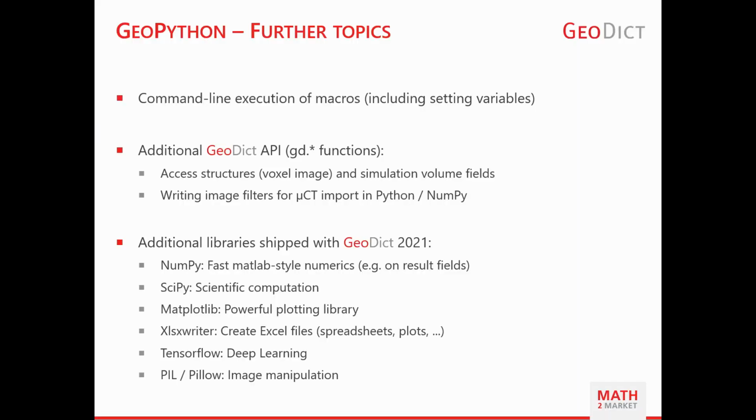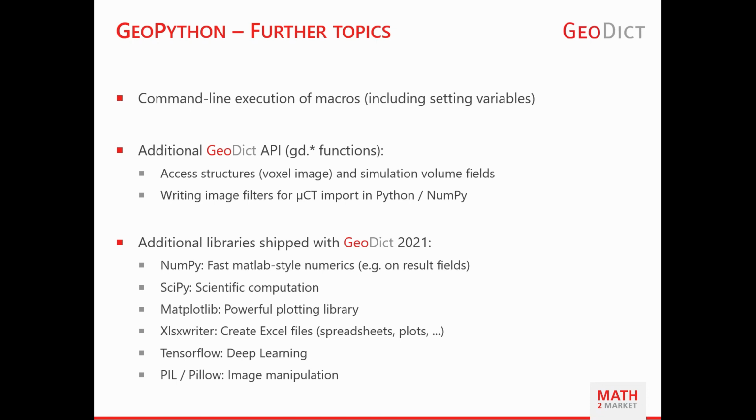Let me conclude by mentioning some further topics which are beyond the scope of this workshop. The first one would be command line execution of macros. You can run GeoDict from the command line, passing a GeoPython macro, and even pass variable values to that macro. We haven't covered variables as I mentioned, but this is part of the beginner's workshop if you're interested. But if you want to use GeoDict as part of a larger automated workflow, you can do so by just running it in a batch fashion and calling GeoDict with a GeoPython macro to do something, for example.